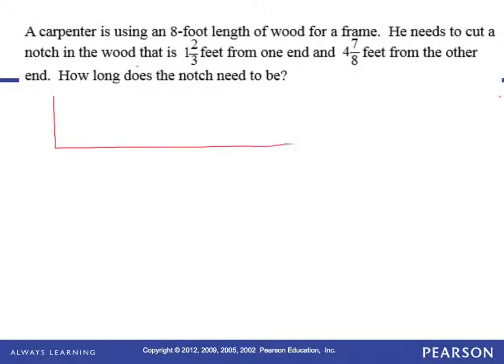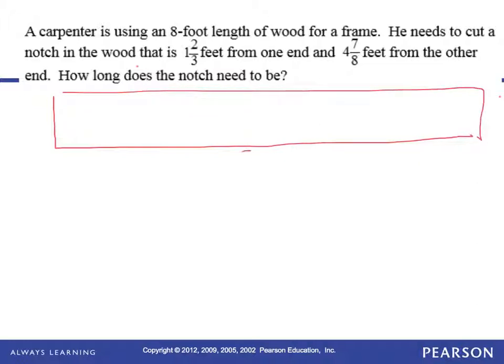So, I've got an 8-foot piece of wood. I'm going to put the key facts right in my picture. That's what I like about drawing pictures. All right, and then the notch starts 1 2/3 feet from one end. That's maybe about here, say. And then there's a notch 4 7/8 feet from the other end. That might be about here, starting from this side.